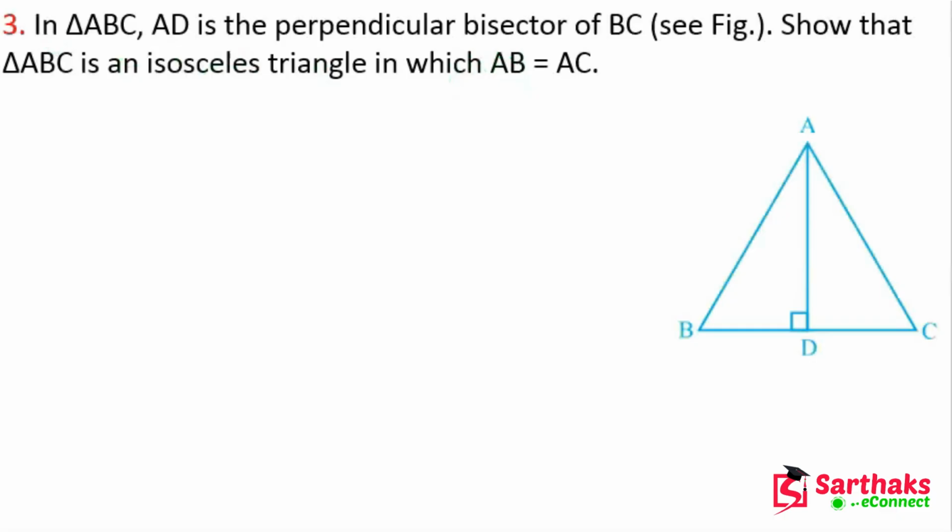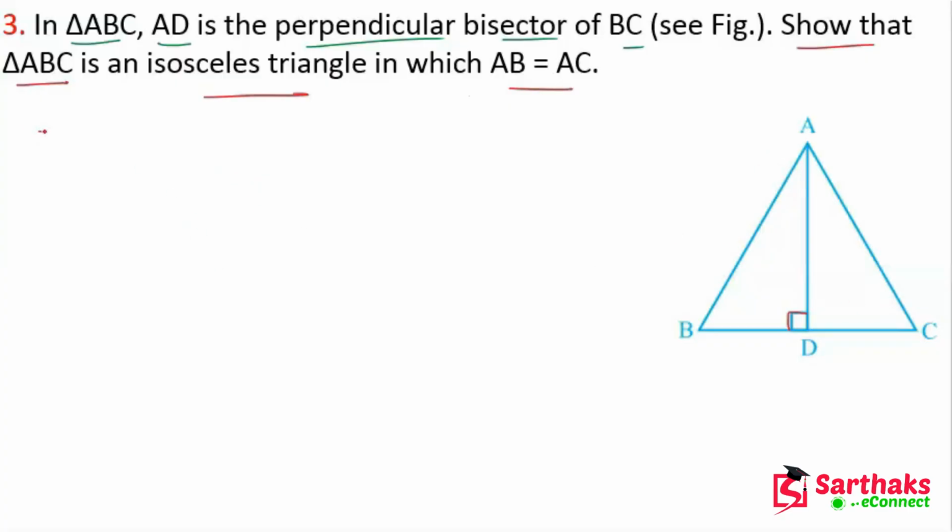The next question is: in triangle ABC, AD is the perpendicular bisector of BC. This means that the line AD divides BC into equal parts and makes an angle of 90 degrees on line BC. Now show that triangle ABC is an isosceles triangle, in which AB is equal to AC. So we have to prove AB is equal to AC.